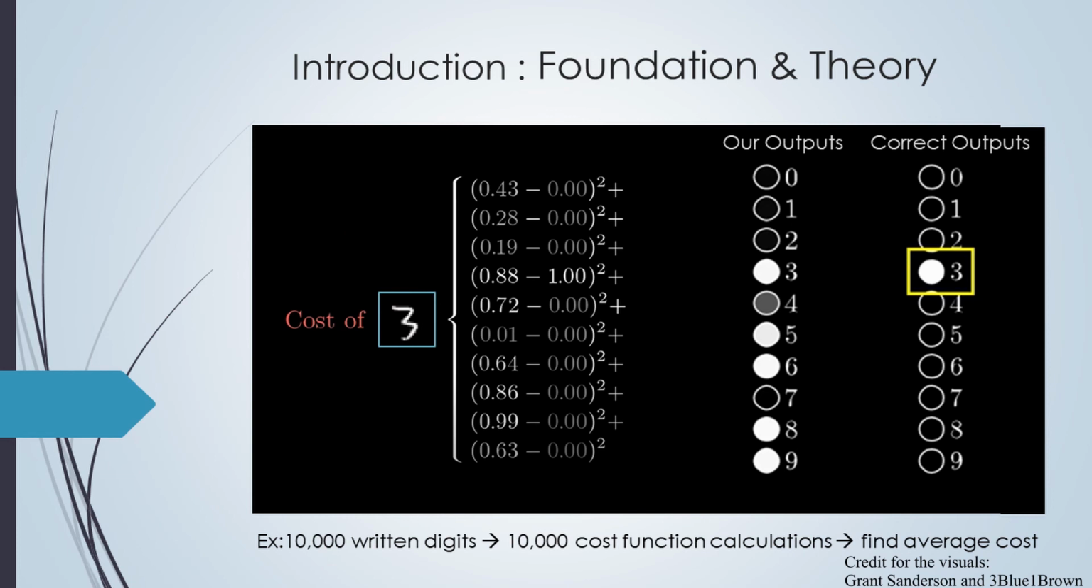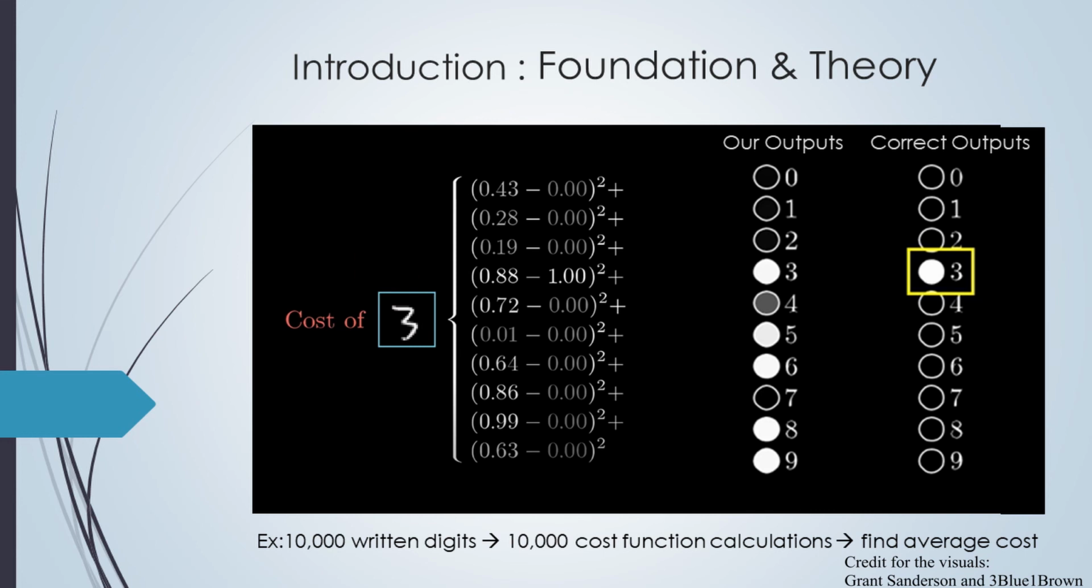One cost function is just like the one used for regression. You take the outputs from the neural net, the numbers between 0 and 1 for every digit, then find the difference between the correct output, squaring the difference. In this example, the number is 3, so the correct output should be all zeros other than 1 for 3.